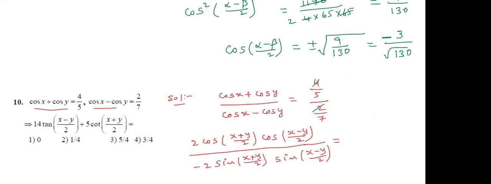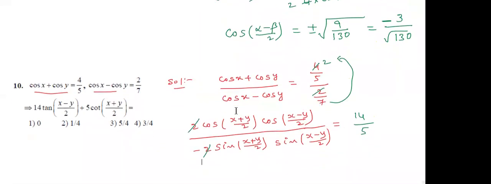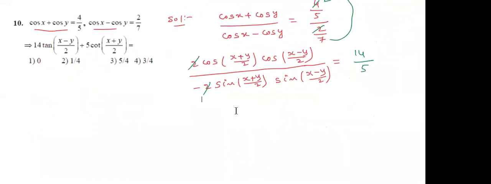2 times, and the 7 is going to the numerator. 7 2s are 14, and 5 is coming to the denominator. And here the 2 cancels. By observing the question, then calculate.